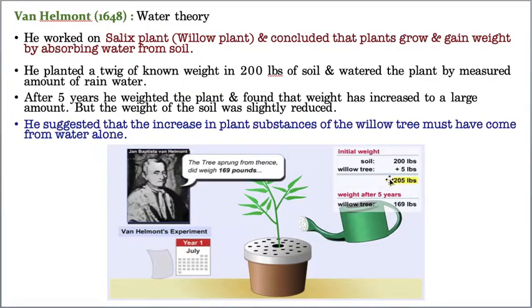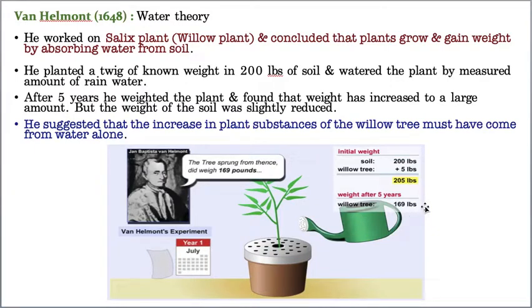So total, 205 lbs. Now he grew this particular plant for 5 years, and after 5 years the willow plant increased to 169 lbs, whereas the soil remained almost the same. Of course it reduced a little, but not by very much. Initially the plant weight was 5 lbs, but after 5 years the plant weight was 169 lbs.